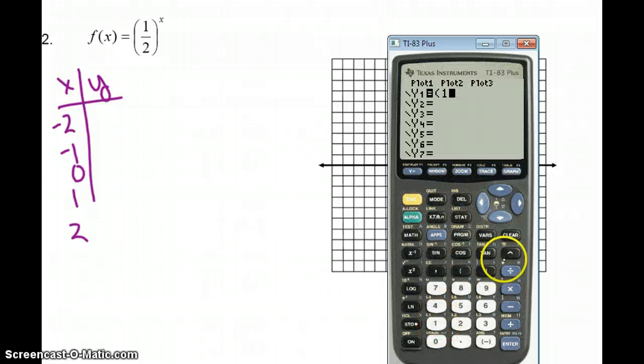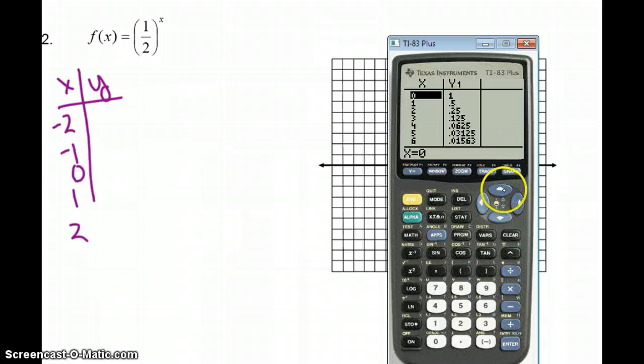I'm going to put parentheses around the fraction because our function is f of x equals 1/2 raised to the power of x. Then I'm going to look at the table and see what my y values are for the x values that we're using. Okay, so for -2, 4, -1, 2, 0, 1, 1, 0.5 or 1/2, 2, 0.25 or 1/4.